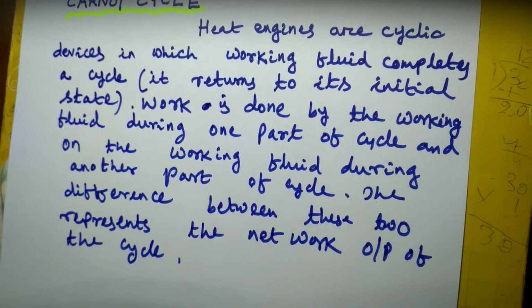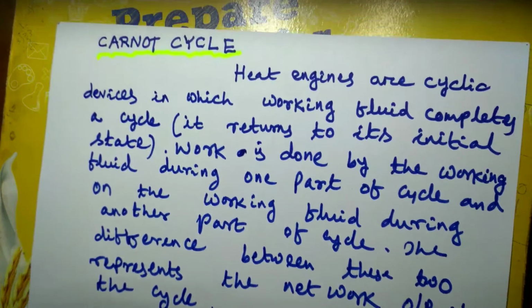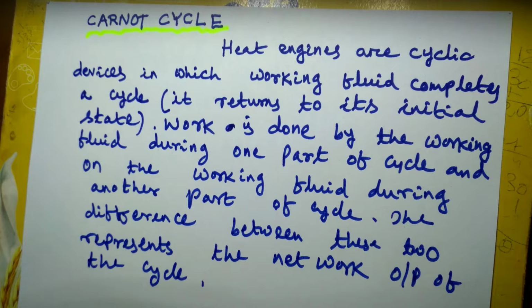Net work output is always positive, otherwise there is no utility of a heat engine. The net work output of a heat engine must be positive, because they are work producing machines. Refrigerators and heat pumps are work consuming devices, but heat engines are work producing devices, and the net work output of a heat engine must be positive. So our objective should be to maximize the net work output.